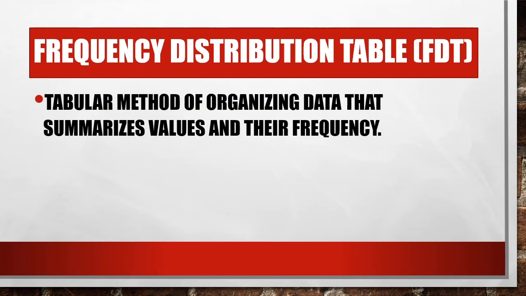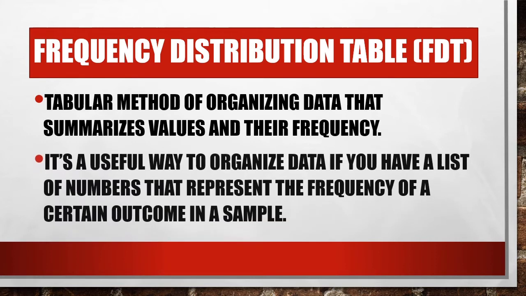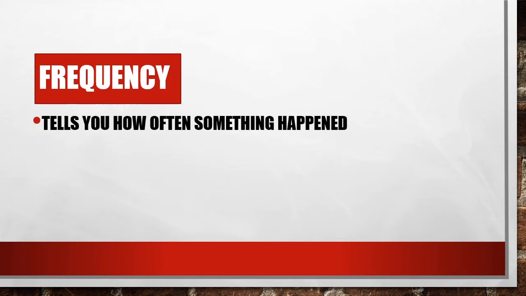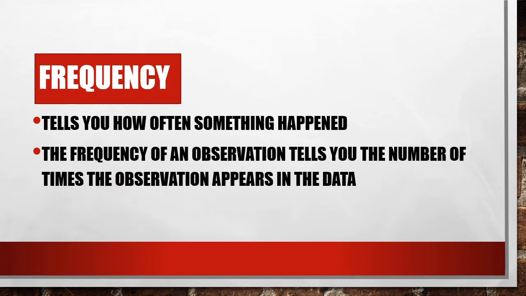A frequency distribution table is a tabular method of organizing data that summarizes values and their frequency. It's a useful way to organize data if you have a list of numbers that represent the frequency of a certain outcome in a sample. Just a while ago, we talked about frequency. When we say frequency, it tells you how often something happened. The frequency of an observation tells you the number of times the observation appears in the data.